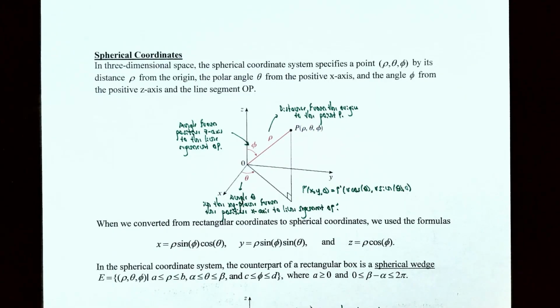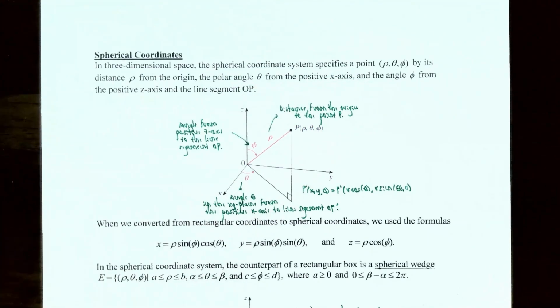In three-dimensional space, the spherical coordinate system represents a point (rho, theta, phi), where rho represents the distance from the origin. The angle theta is a polar angle from the positive x-axis to the projection of the point P into the xy plane, where the original point P is (x, y, z), and angle phi is measured from the positive z-axis to the line segment OP.